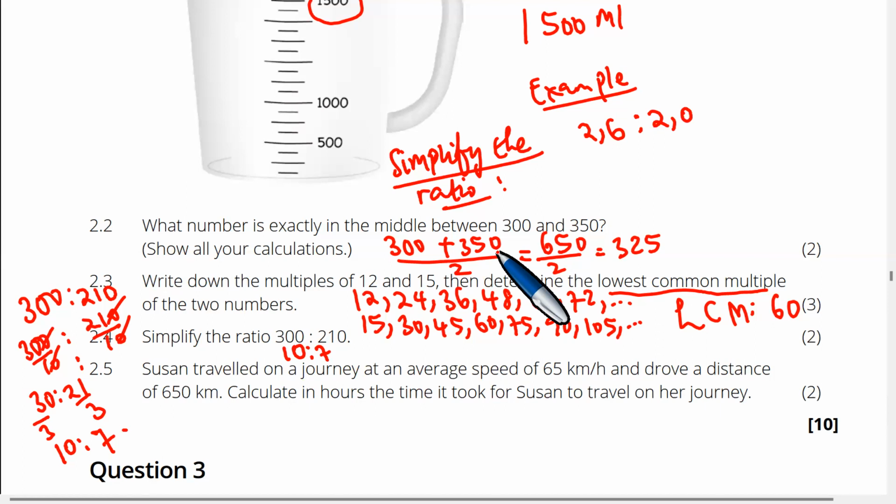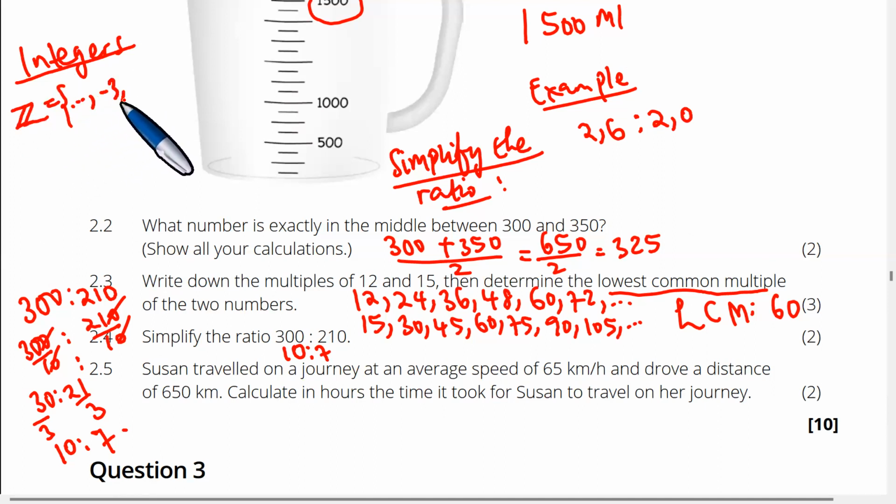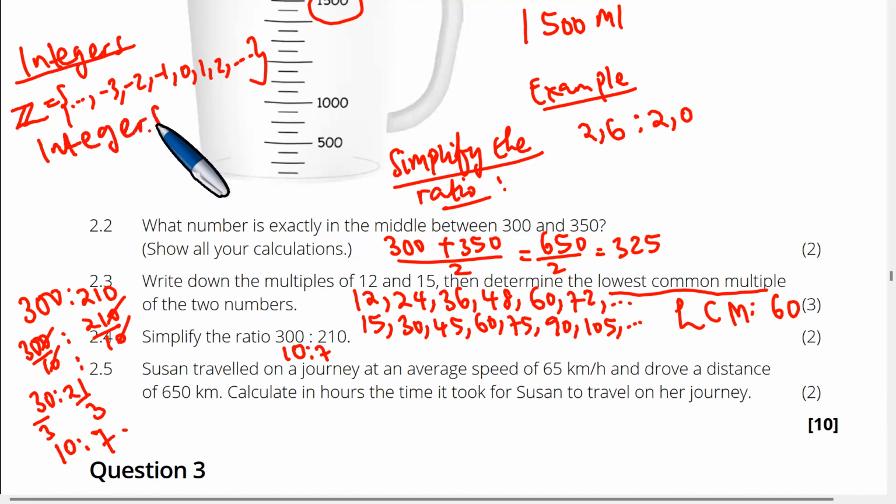Ordinarily, the simplified ratio must be the ratio of integers. What are integers? What do you think integers are? Negative -3, -2, -1, 0, 1, 2, and so on. These are called integers. We write the set like that, Z.